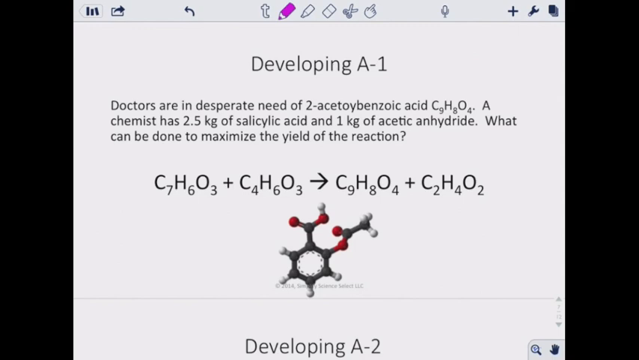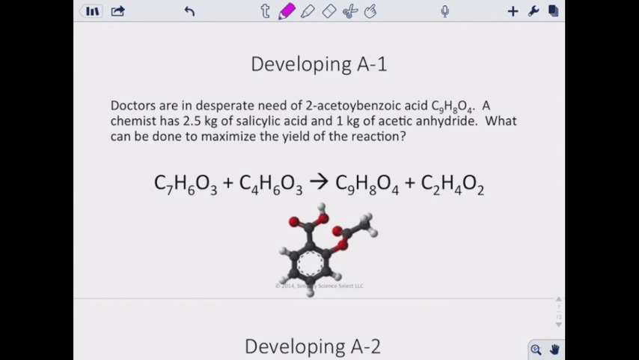So let's jump into an example here. It's really the best way to do this. Let's talk about this first example. It says that doctors are in desperate need of 2-acetobenzoic acid, and a chemist has 2.5 kilograms of salicylic acid and 1 kilogram of acetic anhydride. What can be done to maximize the yield of the reaction?